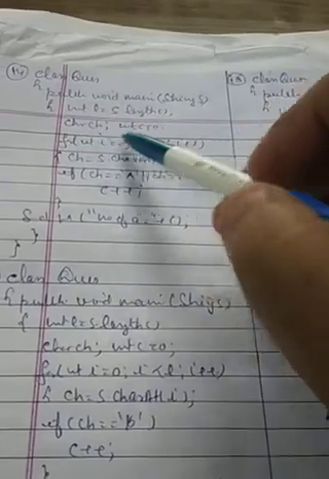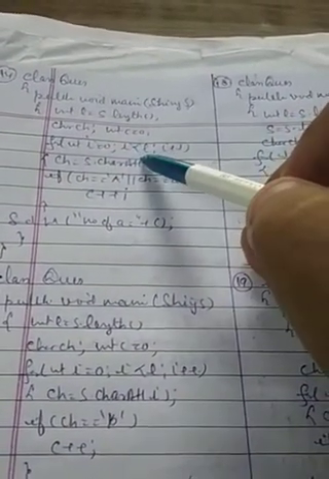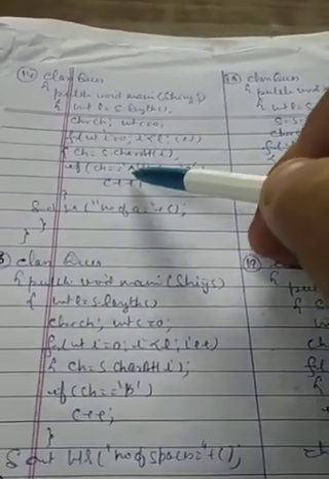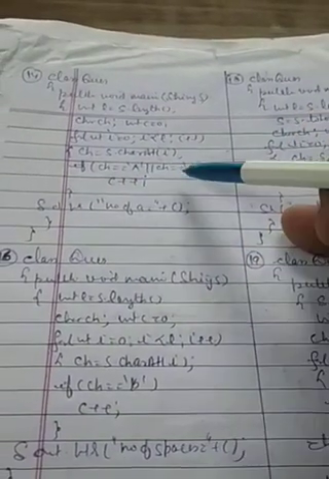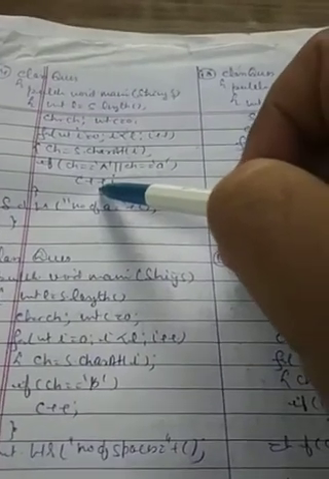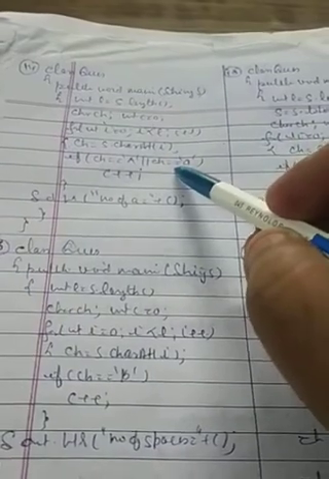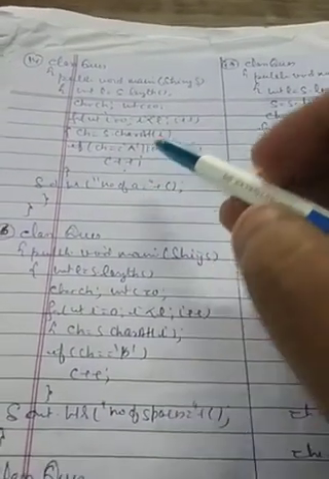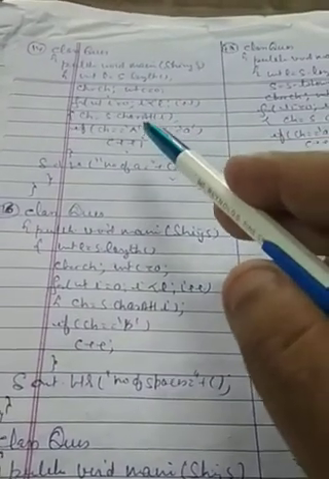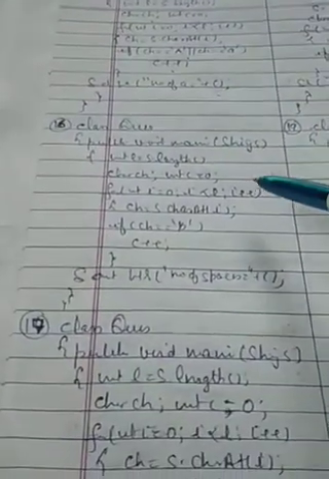I have declared ch and c is equal to 0, which is a counter. I am running a loop from 0 to less than the length, and every time I am picking a character and checking whether the character picked is A or small a. If the character is A, then c plus plus, which is counting. So every time a character is picked and found to be A, the counter is increased. In the end, we'll print the number of A present in the given string is c.